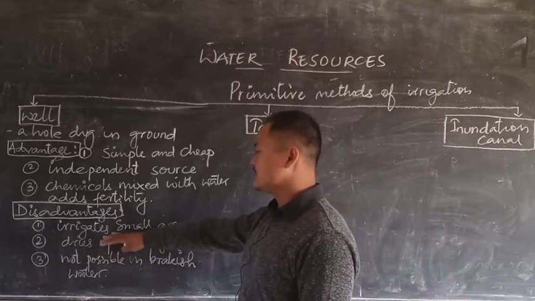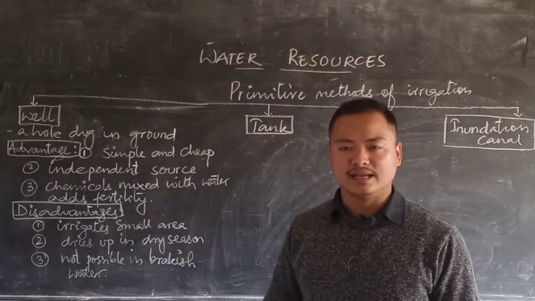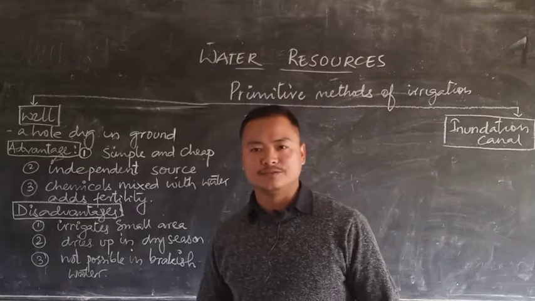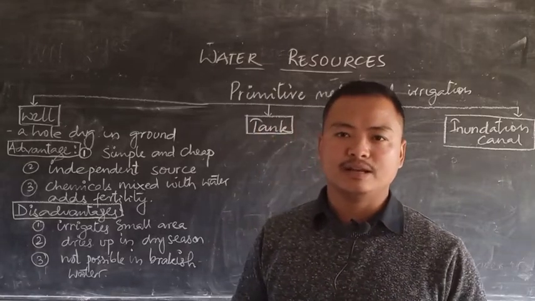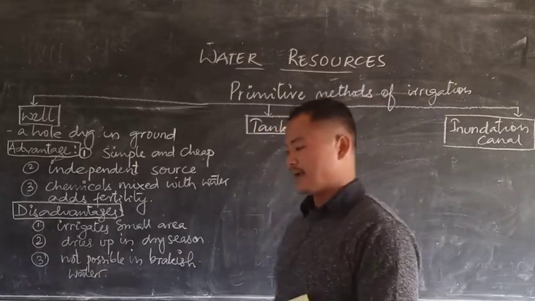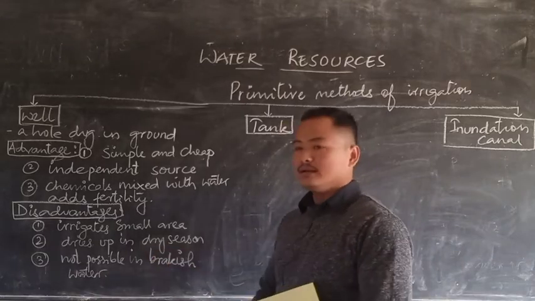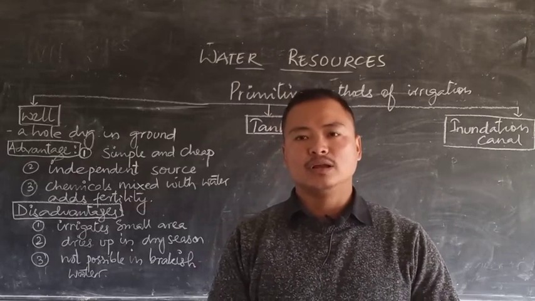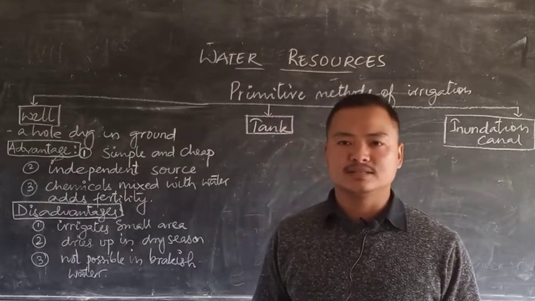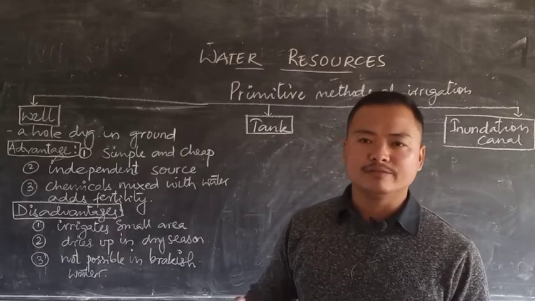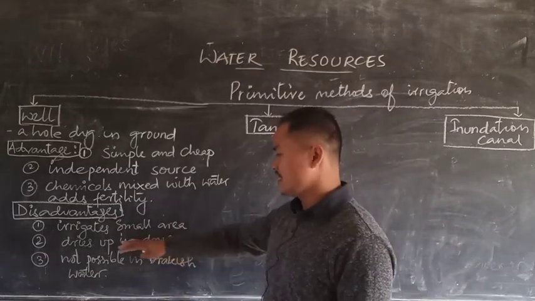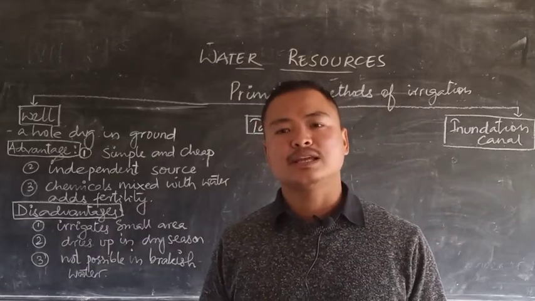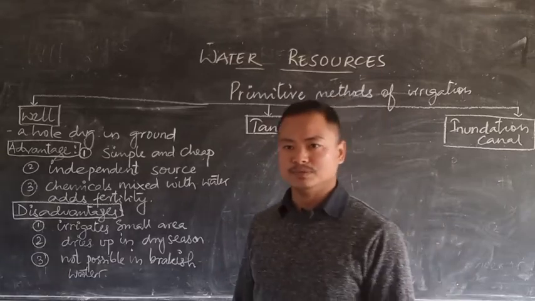Disadvantages: well irrigation is limited to irrigating only smaller areas of land. It cannot be used to irrigate lands of 10 to 15 hectares. It is very limited to only 1 to 2 hectares of land. Also, as the level of underground water recedes or decreases, we find most of the time during the drier season that the well dries up, or the water available in the well is very little, which cannot be extracted for irrigation purposes.